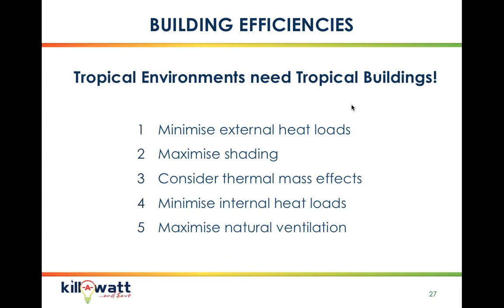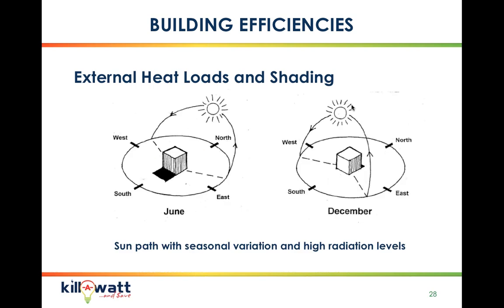Okay, we go on to building efficiencies. And tropical environments need tropical buildings. Typically, older buildings have not been designed around the environment and therefore cost a lot to light and to keep to a comfortable temperature. The first thing is to minimize external heat loads and maximize any shading. So this is going to stop the sun from heating up the inside of the building. So consider the thermal mass effects, which means the materials that the building is made out of, and minimize the internal heat loads, the heat loads that have to be removed, normally by air conditioning or natural ventilation if you have that opportunity. Maximize natural ventilation. We'll go into that in a minute.